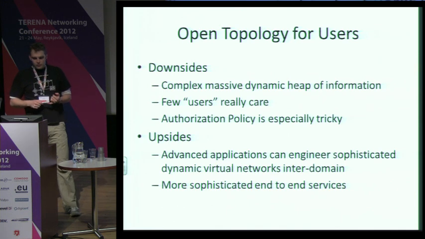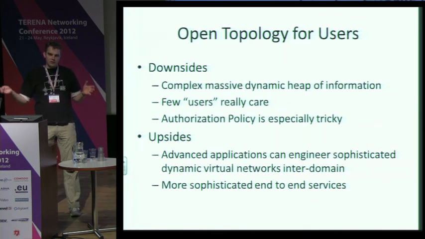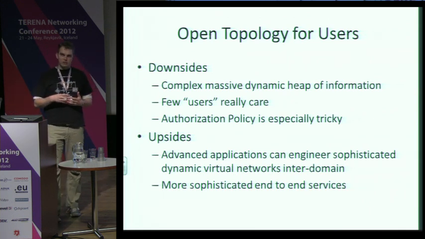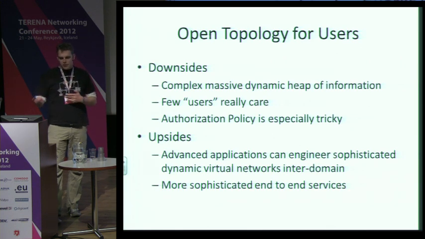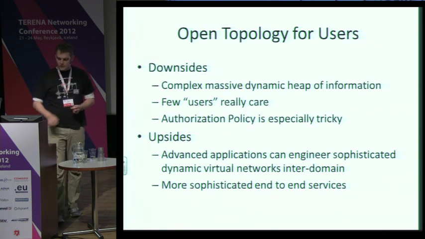On the other hand, if you do give out open topology information to all your users, you're giving them free range to do with the network, well, not whatever they want. I mean, there's still the topology or the policy involved, and they still have to make the request, and you have to approve the request. But they can engineer their own virtual network that crosses multiple domains, and they can do it in a way that they specifically want, which allows them to do more sophisticated end-to-end services.